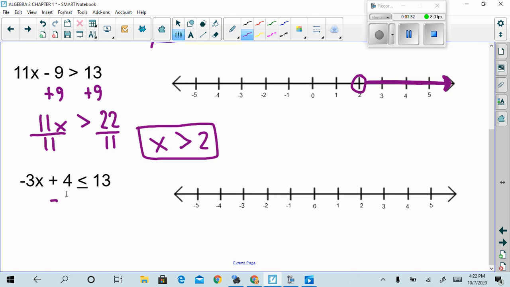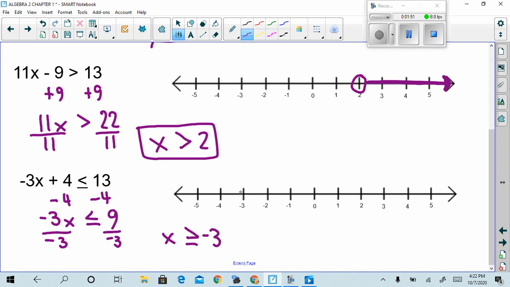Another opportunity to do a two-step. Let's subtract 4 on both sides. I have negative 3x is less than or equal to 9. Divide by a negative 3. If you recall, when I divide by a negative, I reverse the direction of my inequality.